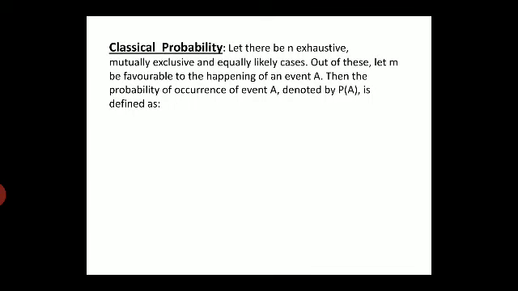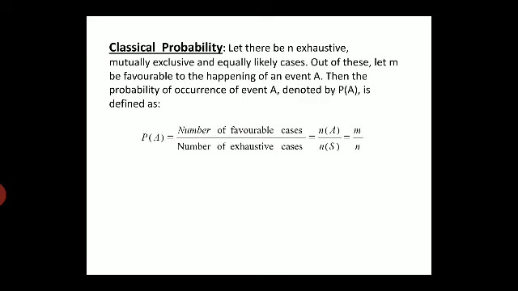Now we'll discuss about classical probability. Let there be exhaustive, mutually exclusive and equally likely cases. Out of these, let m be favorable to the happening of an event A, then probability of occurrence of event A, denoted by P(A), is defined as P(A) equals m by n.